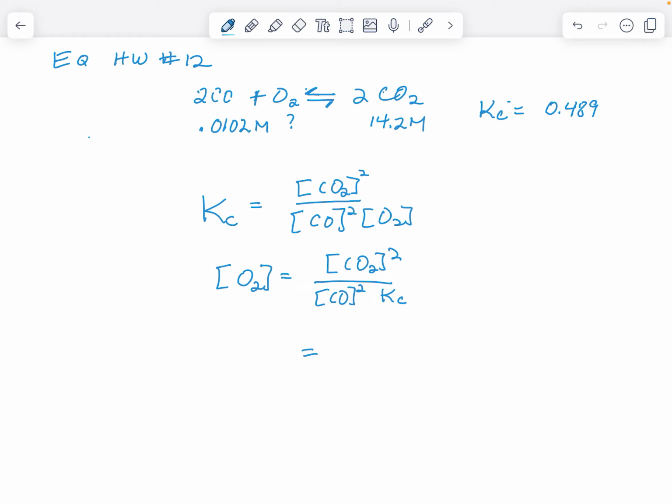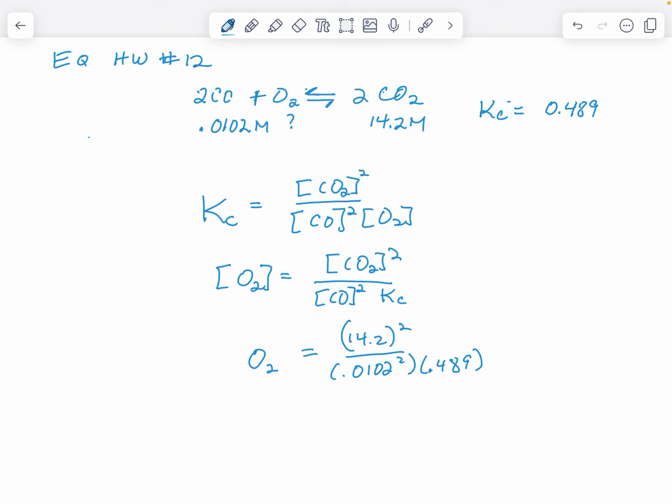And so those numbers would be 14.2 squared divided by 0.0102 squared divided by 0.489 by itself, and that will give you the concentration of O2.